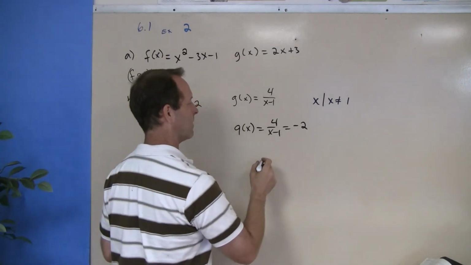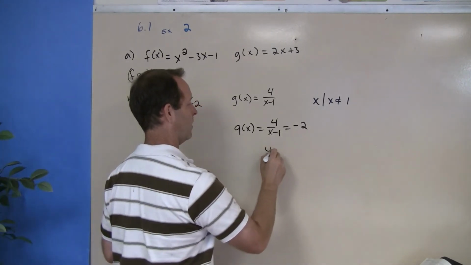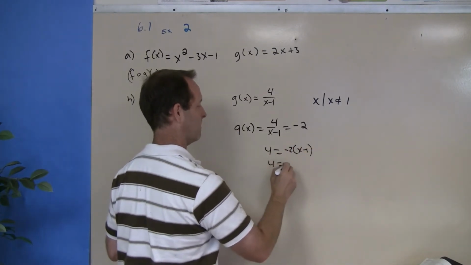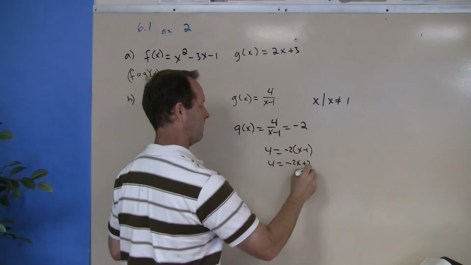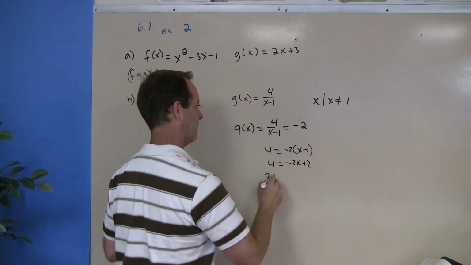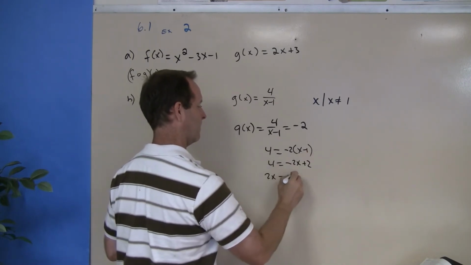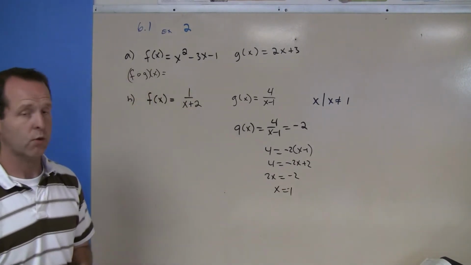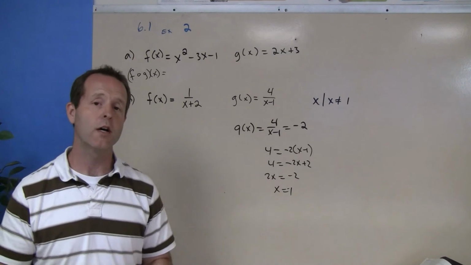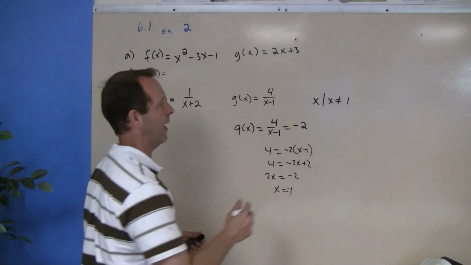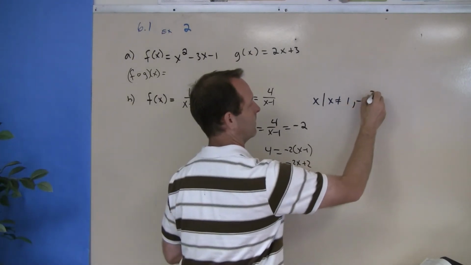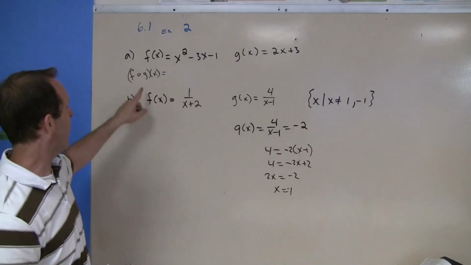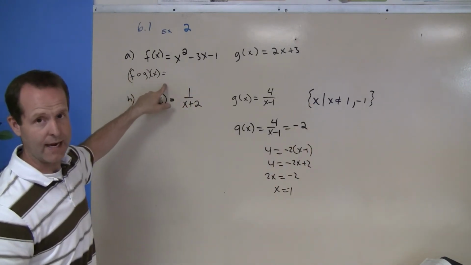So to solve that out, I'll get 4 equals negative 2 times x minus 1. And I discover that x equals negative 1. So I must also exclude negative 1 from my domain. So those are my domain restrictions when I look at f composed of g of x.